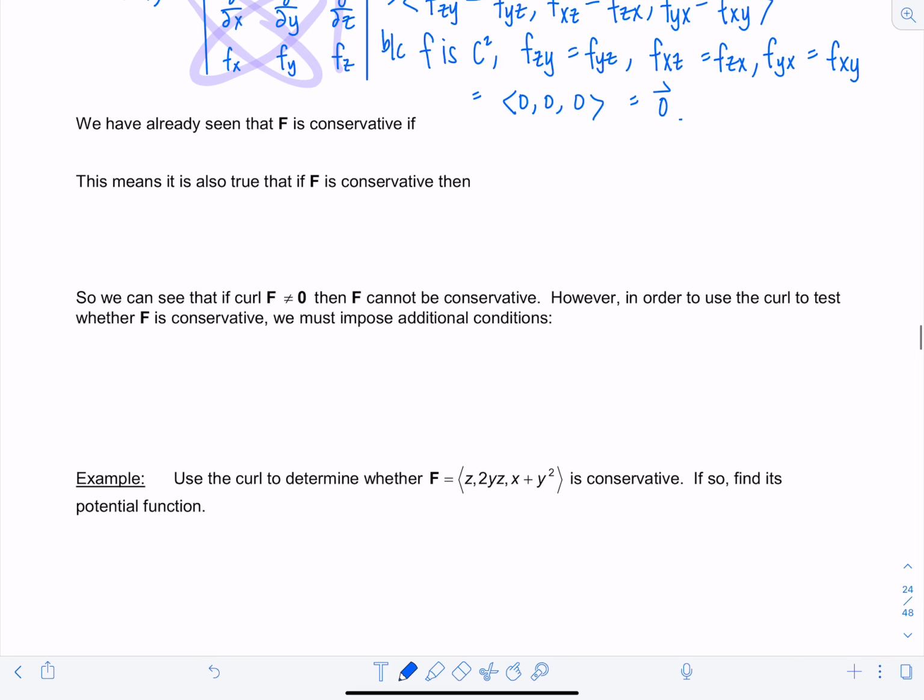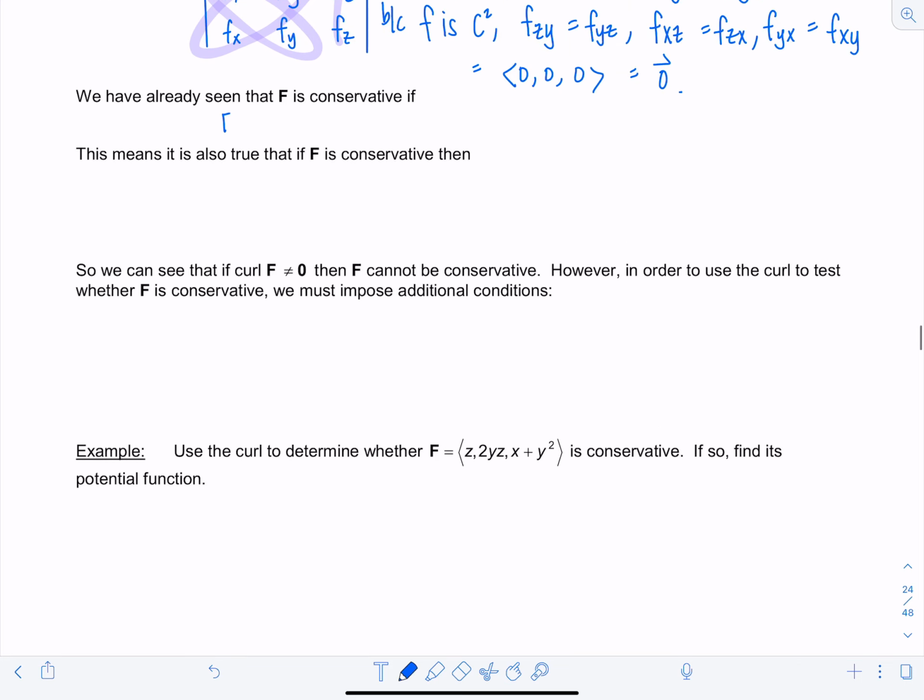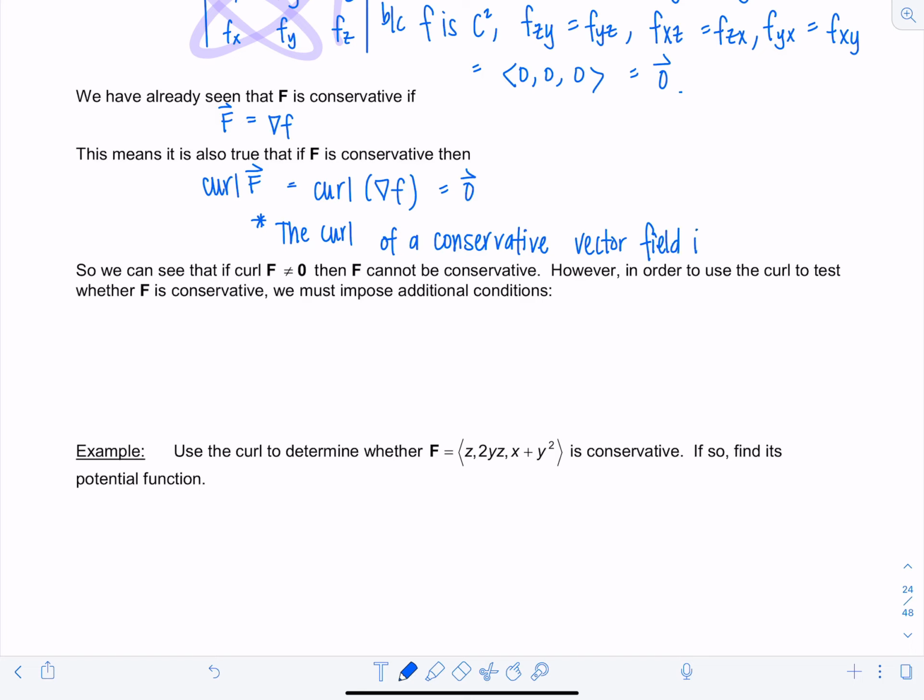Now, we've already seen that if f is a conservative vector field, that means that it's equal to the gradient of some potential function f, a function of several variables, typically 2 or 3. This also means that if f is conservative, then the curl is going to be 0. Why is that? Well, if f is conservative, then the curl of f is equal to the curl of the gradient of some potential function, which we just showed is equal to the zero vector. So here's a fact: the curl of a conservative vector field is 0.